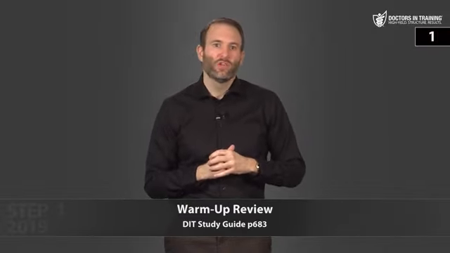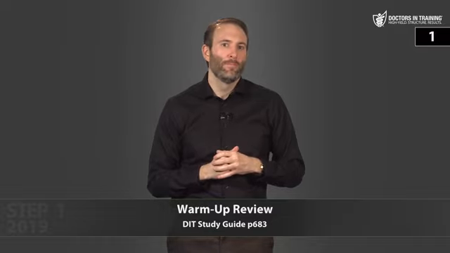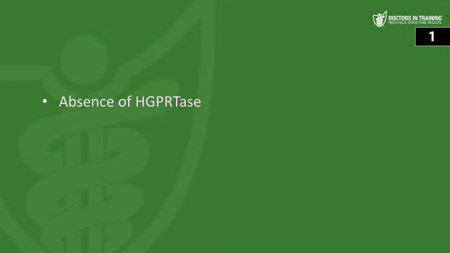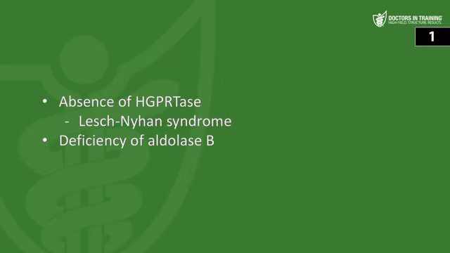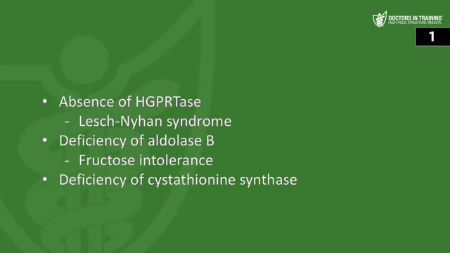It's time for another warm-up. Let's get going. Which genetic syndrome is caused by each of the following underlying mechanisms? So first we have absence of the HGPRTase, that's Lesch-Nyhan syndrome. Deficiency of aldolase B, that's going to be fructose intolerance. Deficiency of cystathionine synthase, that's going to be homocystinuria.